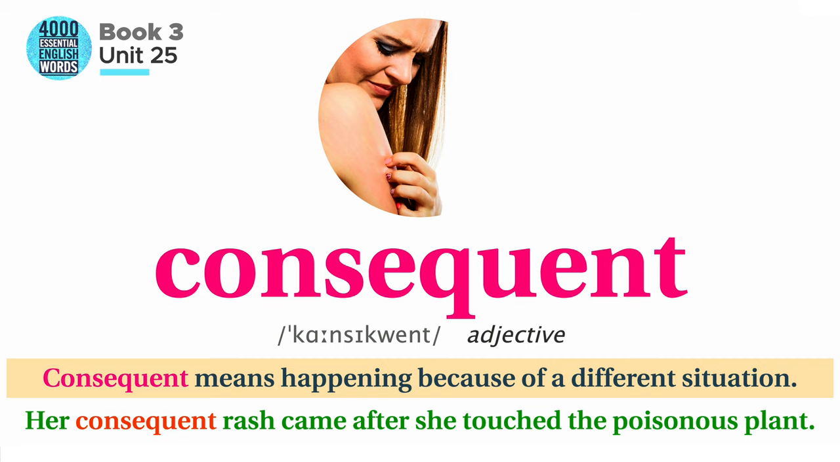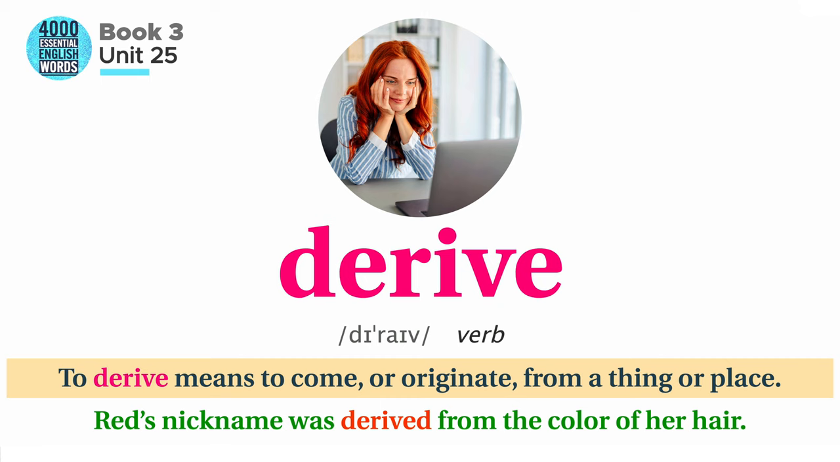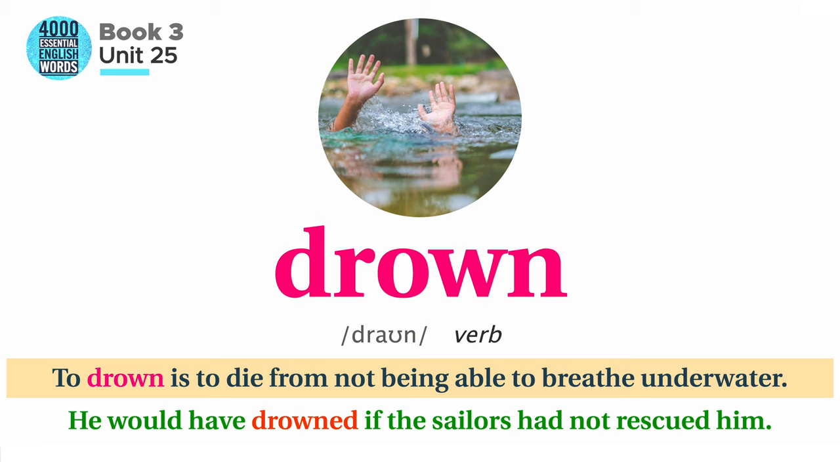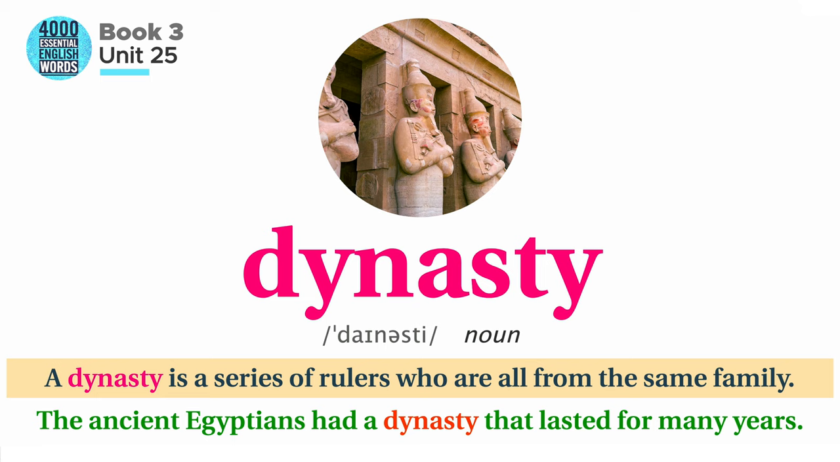Derive. To derive means to come or originate from a thing or place. Red's nickname was derived from the color of her hair. Drown. To drown is to die from not being able to breathe underwater. He would have drowned if the sailors had not rescued him. Dynasty. A dynasty is a series of rulers who are all from the same family. The ancient Egyptians had a dynasty that lasted for many years.